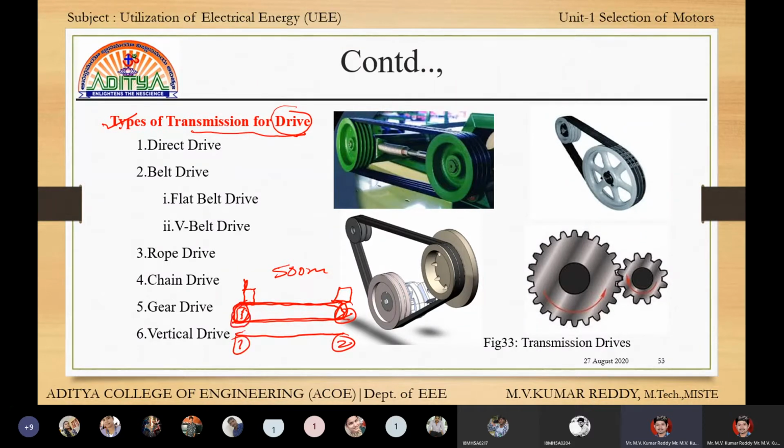Here one motor will be there like this, and also another motor will be there. A belt will be arranged. This is called types of transmission for drives. There are different types of transmissions. First one is direct drive, then belt drive. In belt drive there are flat drive and V-type drive, which are the most commonly used. Also chain drive, rope drive, gear drive.